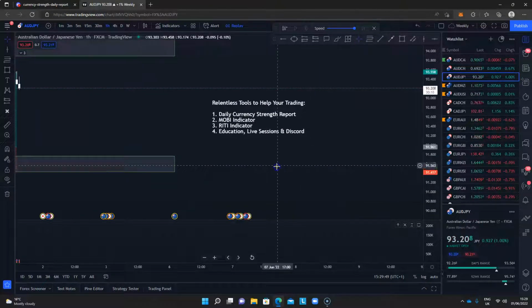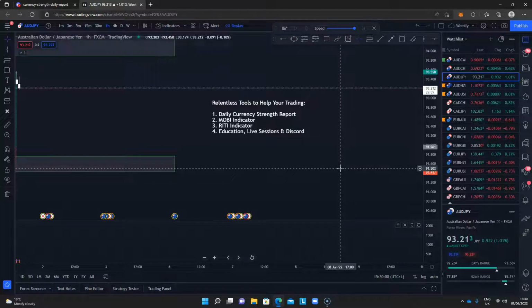I think one of the biggest things is looking at the daily currency strength report, using those indicators to your advantage, and jumping into the education, making use of the six-figure funded traders that we've got and learning from them, and getting involved with the community. There's a lot of really good upcoming traders as well that are doing very well from the education.